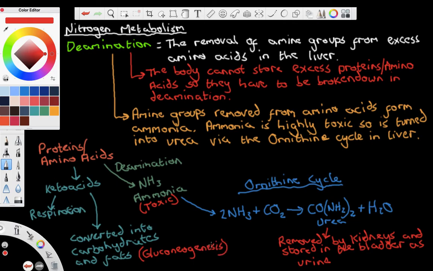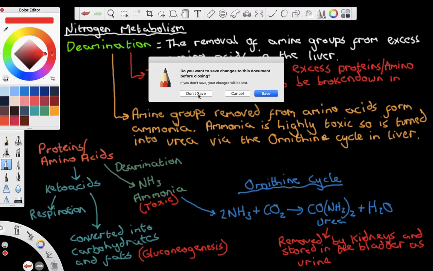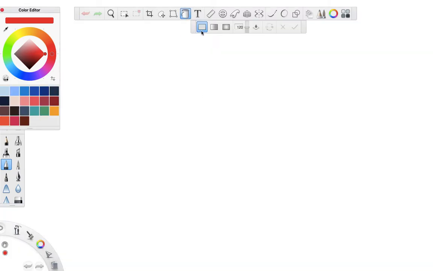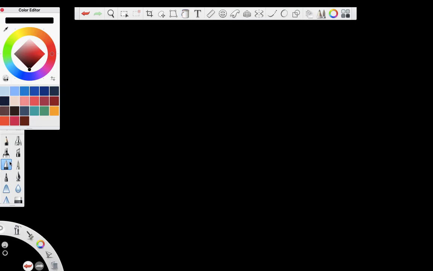Okay. Now we just need to talk about the ornithine cycle. So we're going to focus on this part here, the ornithine cycle. I am going to refresh the screen, so you may wish to pause the video if you haven't got all of the notes down. So the ornithine cycle, which is part of the nitrogen metabolism.